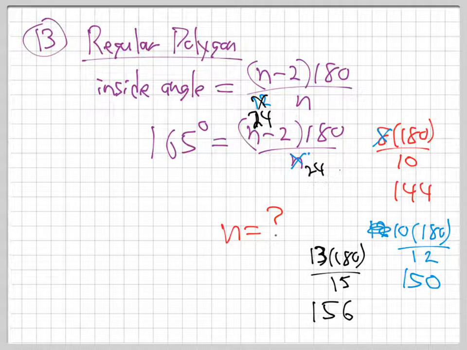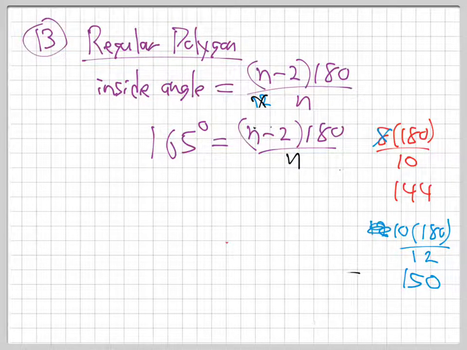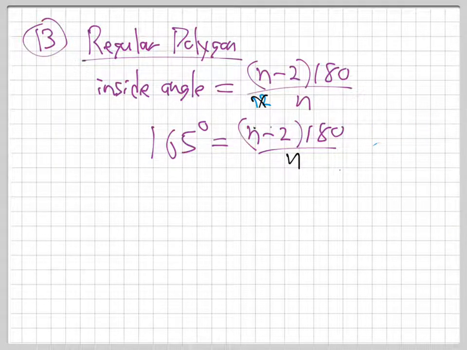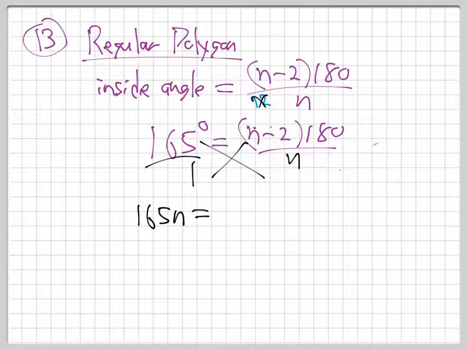All right, let me show the algebra way then. In case you don't want to do that guessing, how do you solve it by algebra? Do you remember the algebra way? You've got two equal fractions, you cross multiply. So you can guess. It just might take a minute. Put this over 1, diagonal, diagonal. Cross multiply. So this becomes 165 times n is n minus 2 times 180.